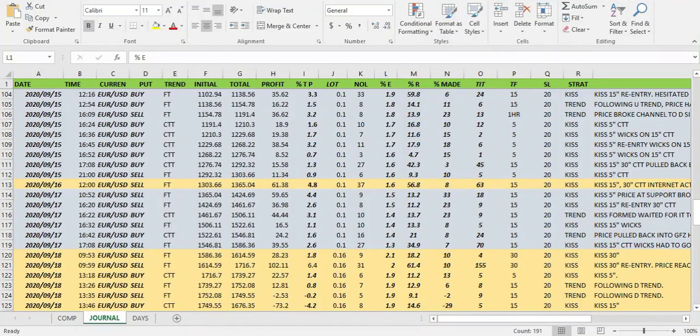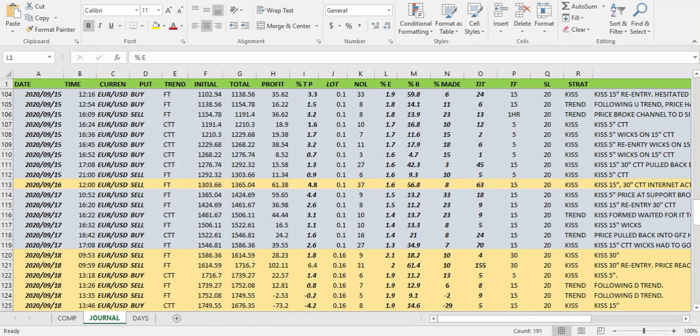Today I want to talk about how you can journal your trades. Journaling is very crucial to your trades because it is through journaling that you'll be able to identify your weaknesses, your strengths, what you're supposed to improve on, and all that.